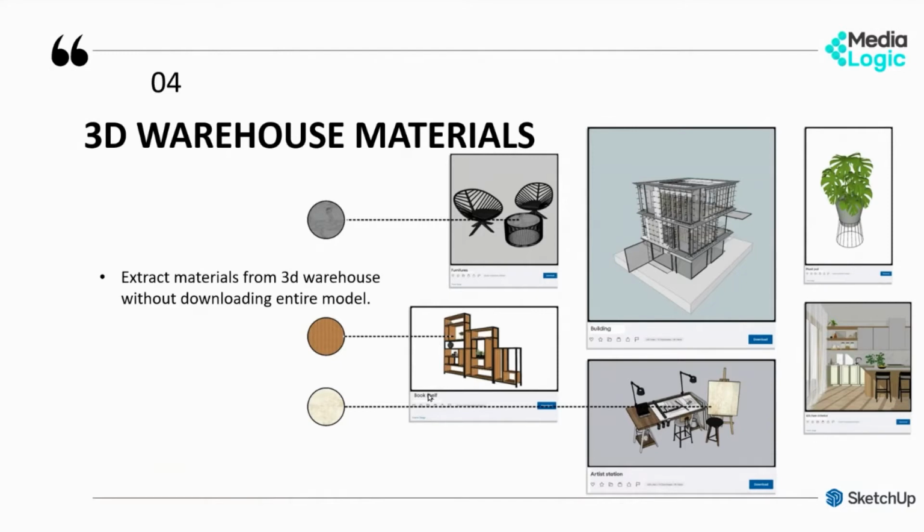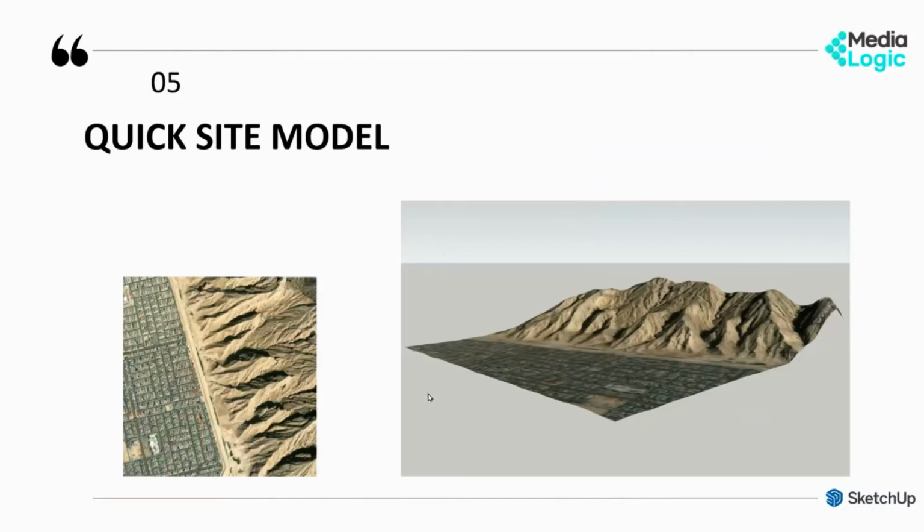So now let's move on to the fifth tip. This is about obtaining a quick site model. Before getting into that, I'd like to know how you were obtaining terrain or contour site models in SketchUp. I hope some of you might be using the Sandbox tool, or you might be using some other extensions. So please let me know which tool you were using to get your site models done.